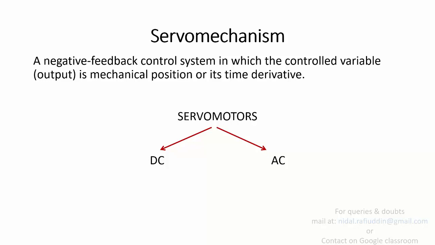It's a sort of electromechanical system, which is termed as servo motors. So we first define the term servo mechanism. Servo mechanism is a negative feedback control system in which the controlled variable or the output is mechanical position or its time derivative. Time derivative means the velocity or acceleration. So it's a negative feedback control system in which we'll have output in the form of mechanical position, velocity, or acceleration.